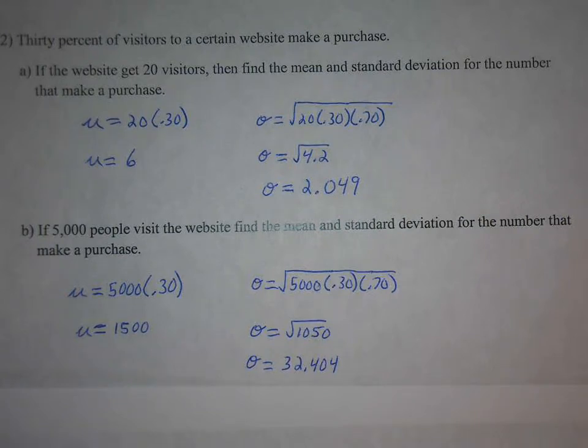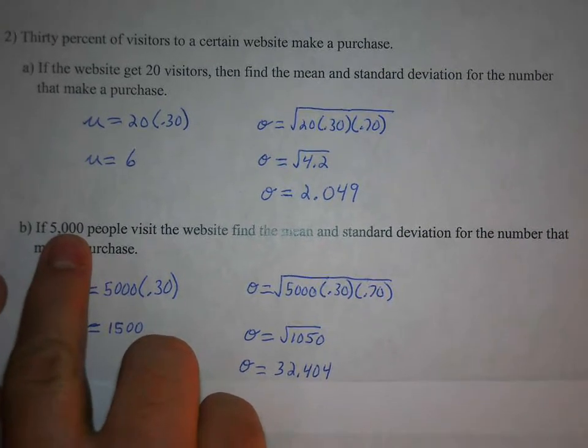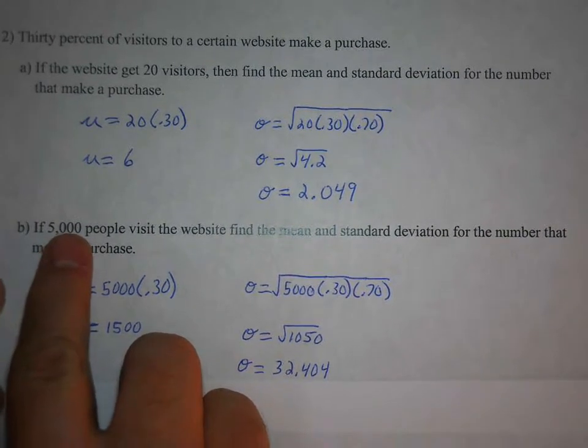Okay, standard deviation isn't as easy to understand. But that's how you can understand the mean. And just one thing I want to point out here is with the binomial, the other questions you can be asked is, suppose the website had 5,000 visitors, what's the probability that less than 1,500 would make a purchase?